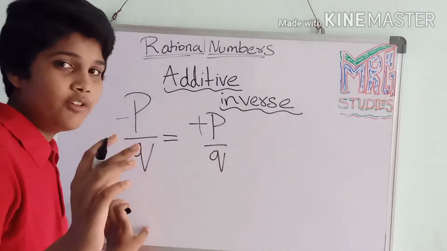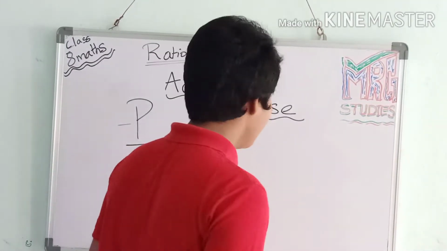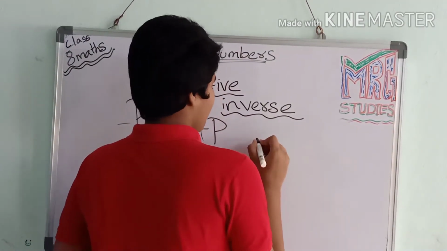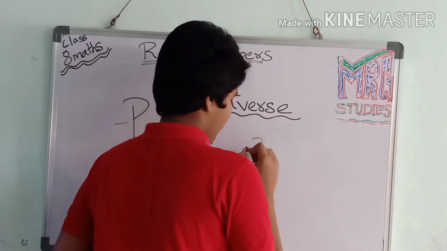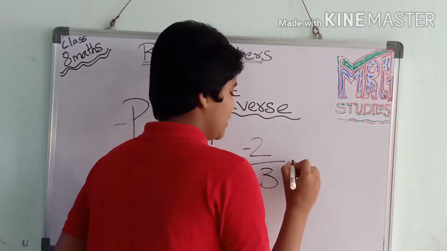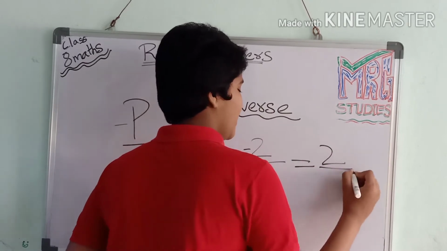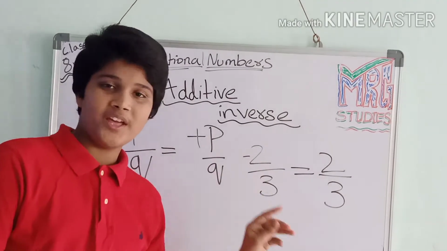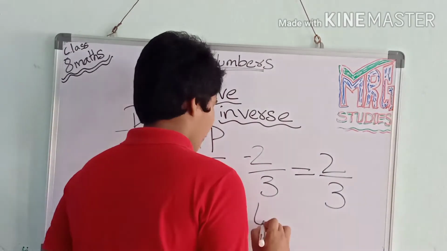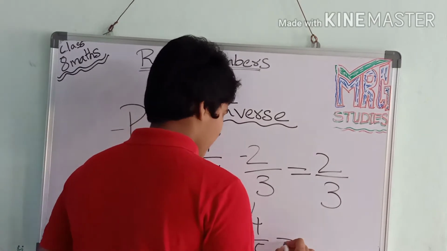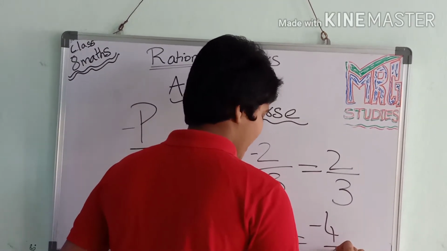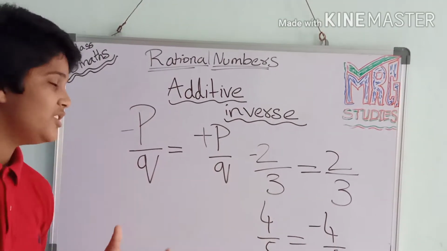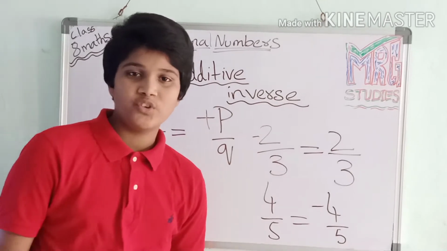I'll show you an example, or some you may have seen in school. For example, minus 2 by 3 becomes 2 by 3. See here, we have minus and here we have plus. Likewise, 4 by 5 becomes minus 4 by 5. So in the exam you should write like this. The additive inverse changes the sign in the answer, like the transformation method.